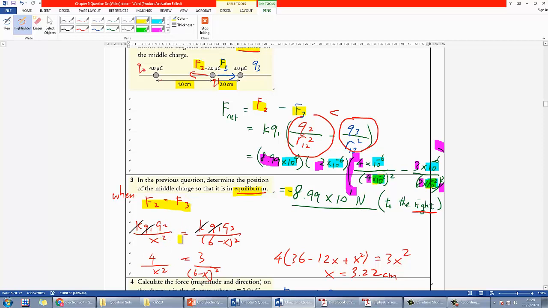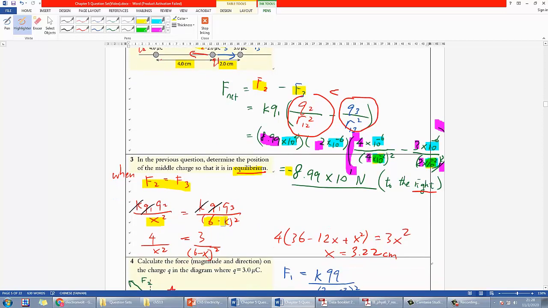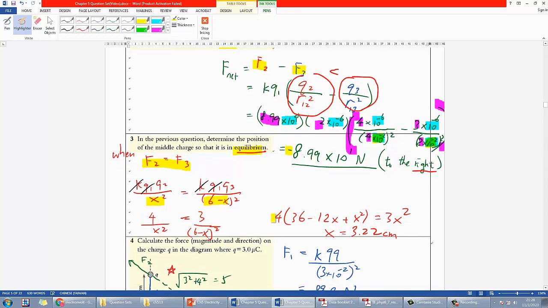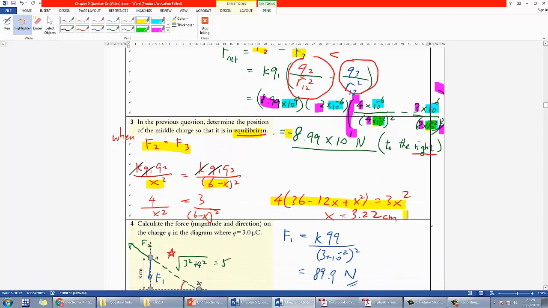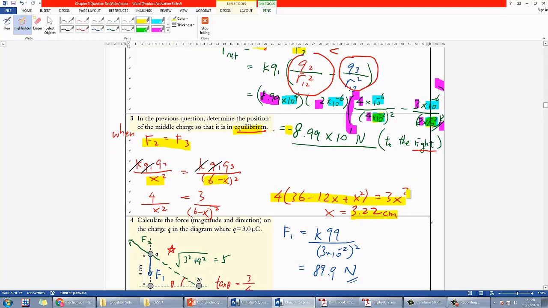Like the example that we did, you would want to set an unknown for the distance, and for the other distance you don't want to create a new variable, so call it 6 minus x, because the total is 6, because 4 plus 2 is 6. So simply solving is just some algebra work, and you have to solve a quadratic equation. I'm sure you know how to do it. If you don't know, you can ask me, and the answer is 3.22 cm.